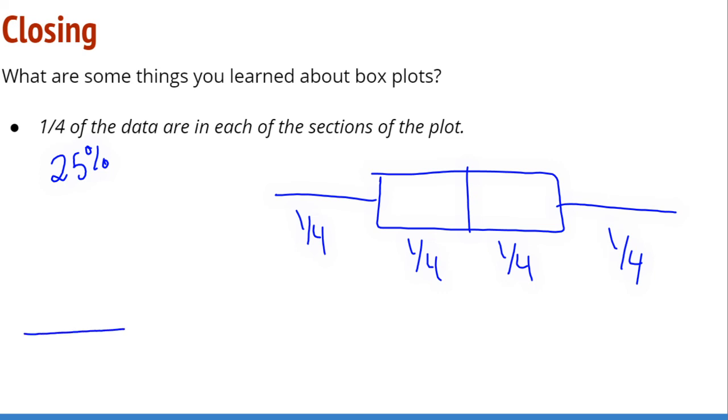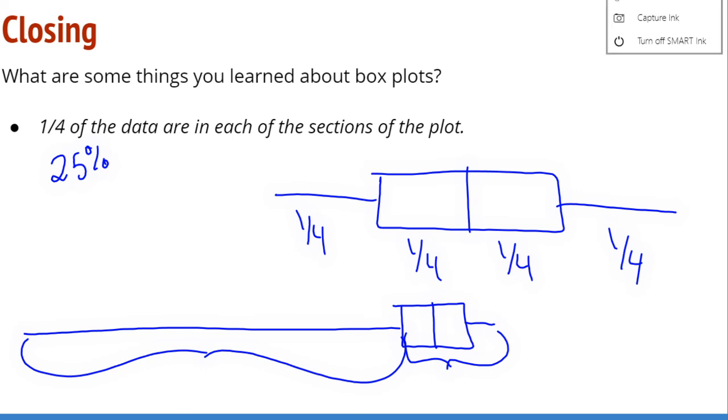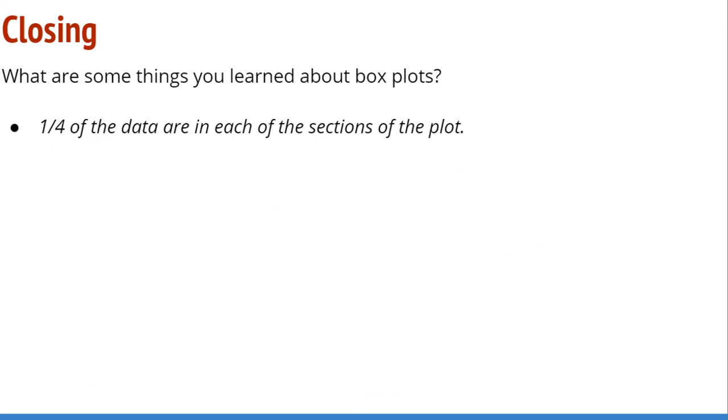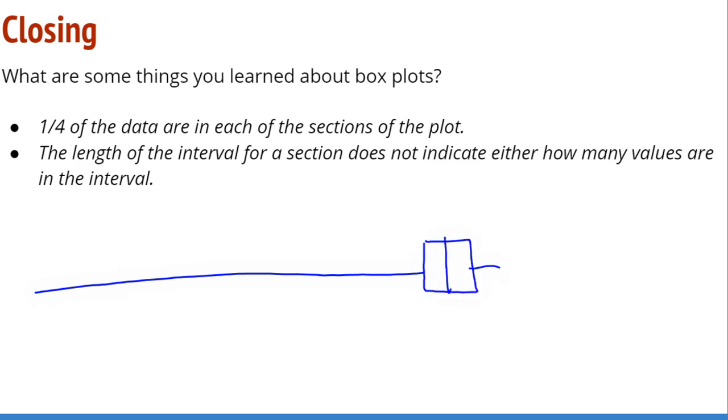If I've got a box plot that looks like this, I can see that this section is very spread out, and by comparison, these 3 sections are not very spread out. So we can look at it visually and draw some conclusions. The length of the interval for a section does not indicate how many values are in the interval. If I've got this really long interval and these really short intervals, that does not mean that I have more values in the really long section. Each of them is about 1/4.